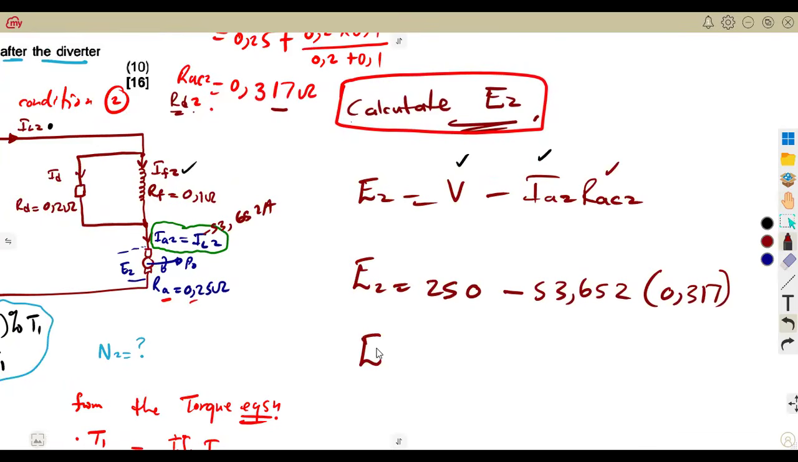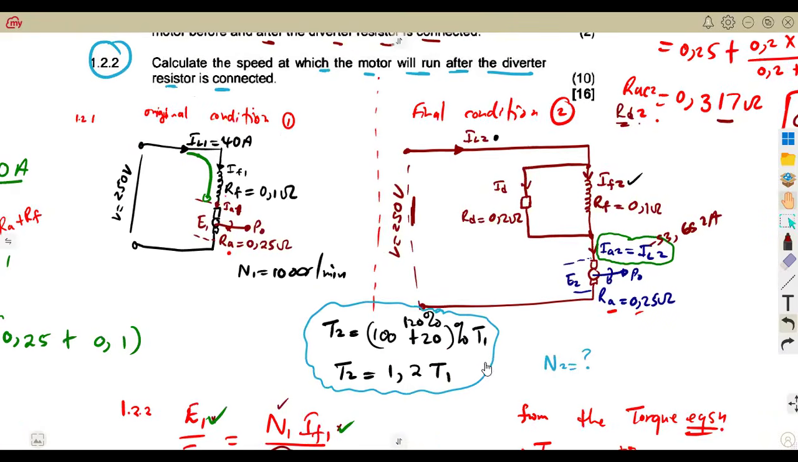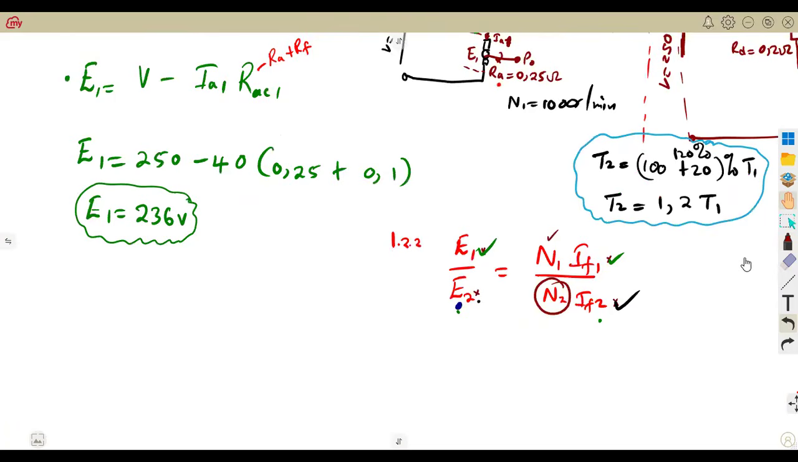That resistance of the armature circuit was going to give us the value of E2. And that was going to be 232.992 volts. Just like that. Where are we going to use it? Remember, your main speed formula, you must find everything. So N2 can now be calculated by substituting everything that we had.